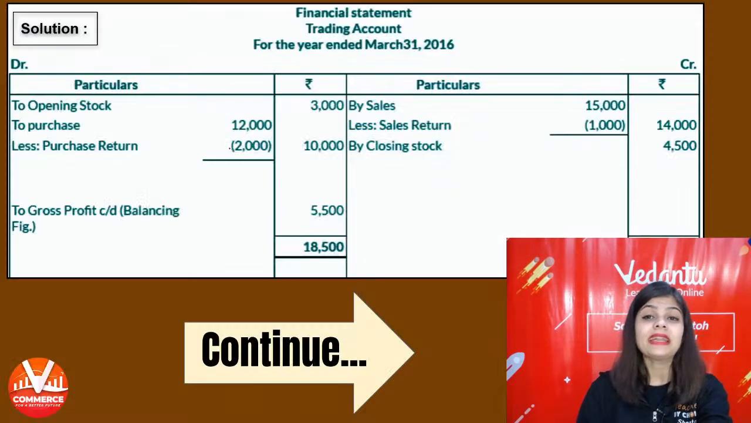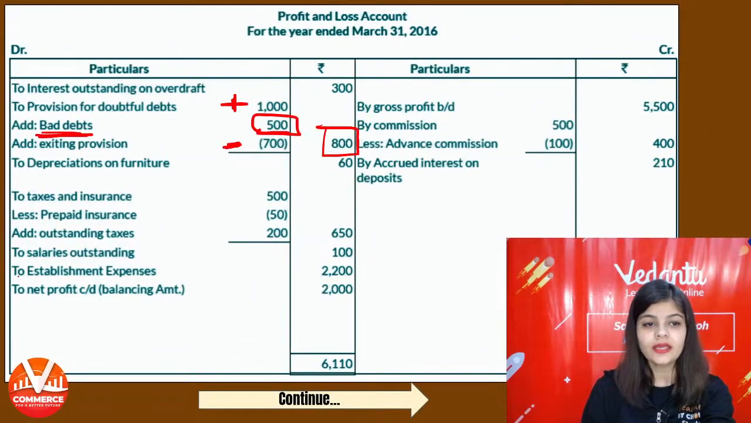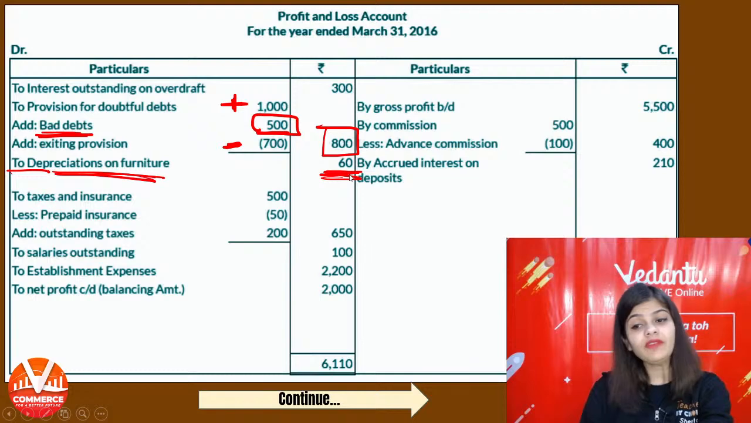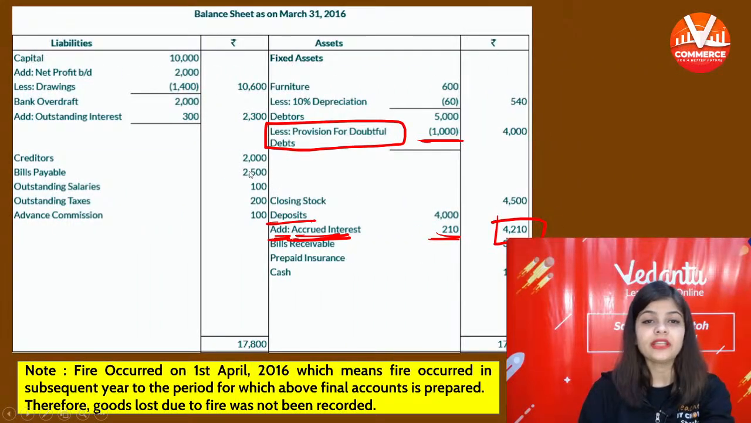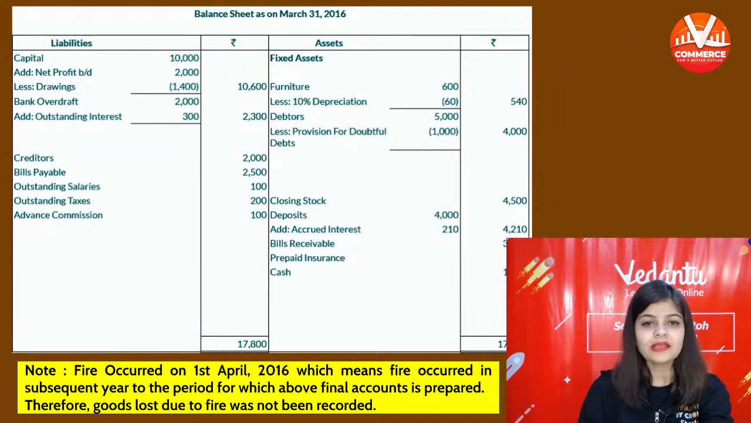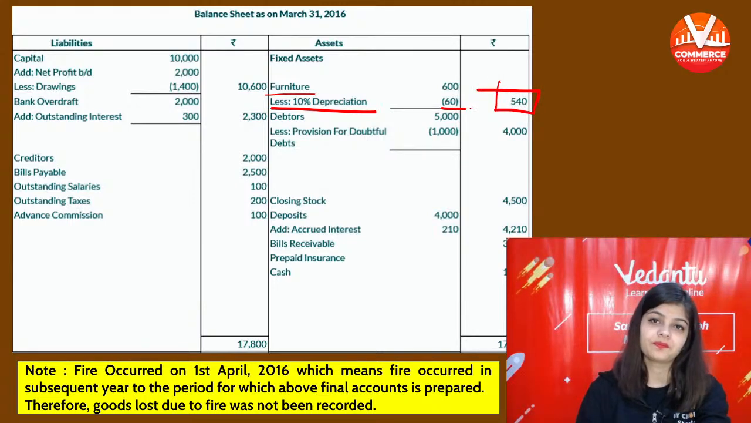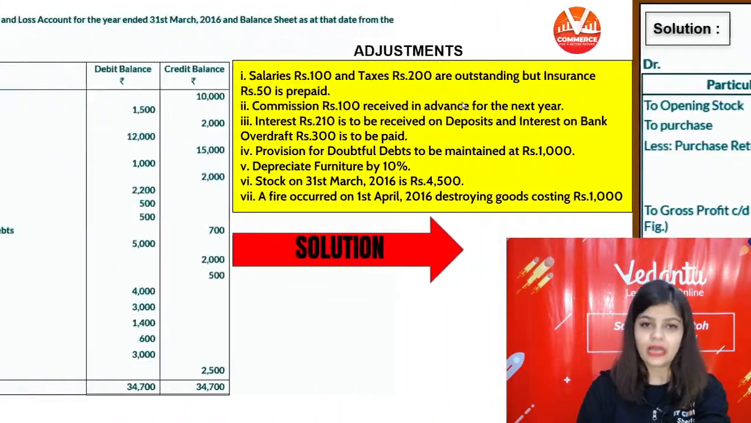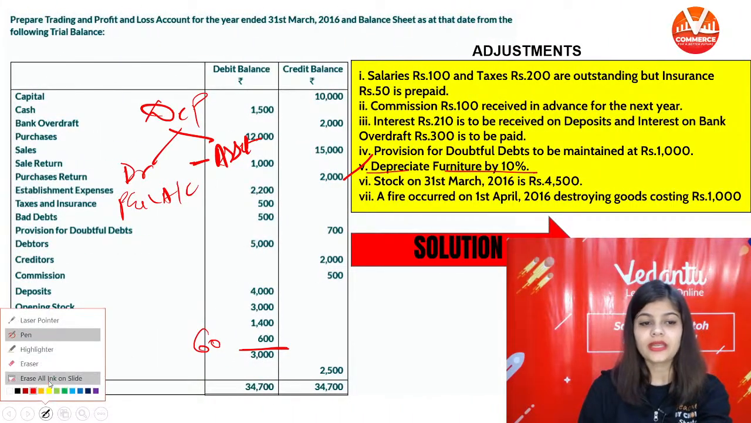Depreciation को P&L के debit side record करेंगे. To depreciation on furniture 60. And we will subtract from furniture. Furniture में से minus करेंगे. Furniture less depreciation 60 rupees. 600 minus 60, 540. So less from asset and debit in the P&L account.